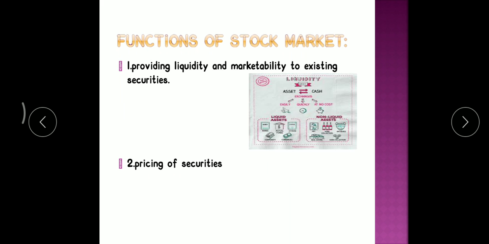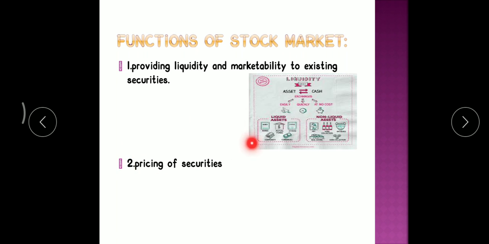These are the functions of the stock market performed as a secondary market. First is providing liquidity and marketability to the existing shareholders, as the stock market gives you a ready platform where you can buy and sell the existing securities. When you are buying and selling securities easily, without consuming much time, that leads to the liquidity of shares and securities. Any financial asset which can easily be converted into cash is called liquidity.